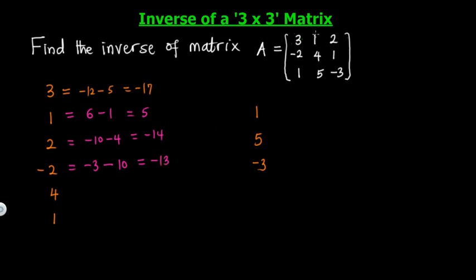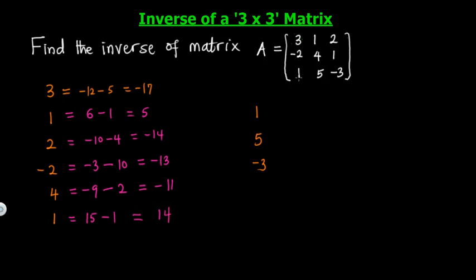4, we close this column, we close this row. So we have 3 multiplied by minus 3, that's minus 9, minus 2 multiplied by 1, that's minus 2, which gives us minus 11. For the 1 here, close this column, close this row. That will be 5 multiplied by 3, 15, minus 1. So that will be 15 minus 1, gives us 14.